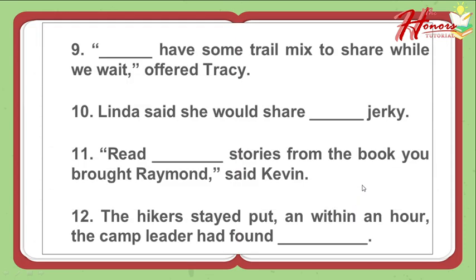Next, number 9. Blank have some trail mix to share while we wait, offered Tracy. What is your answer? I, very good. So Tracy is the one who is talking in the sentence. Number 10. Linda says she would share blank jerky. What's your answer? Okay, her, because again, it refers to the antecedent, Linda.